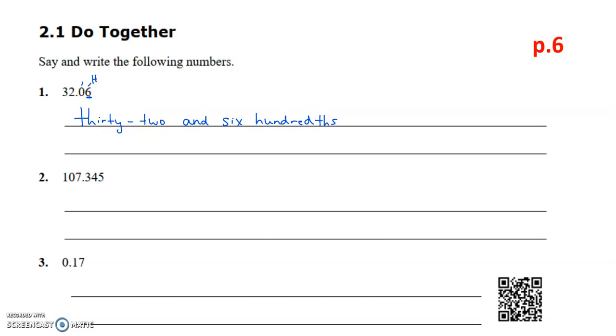Number 2, on our whole number side, we have 107. The decimal is and then we see we have 345. Let's look at where we're ending. Where does that 5 end up? Tenths, hundredths, thousandths. So now we can write it. 107 and 345 thousandths. What position was that? Tenths, hundredths, thousandths.